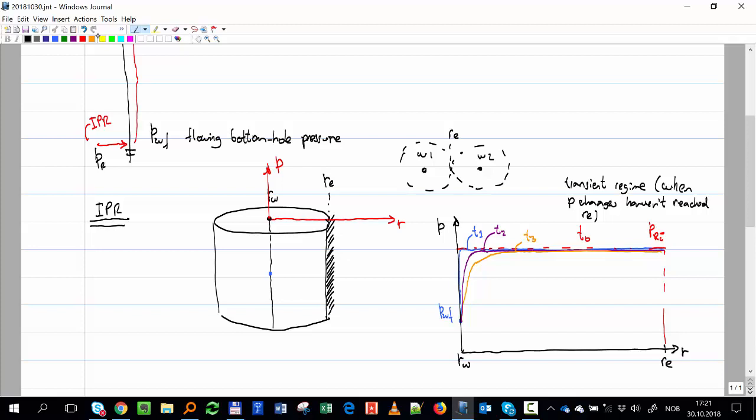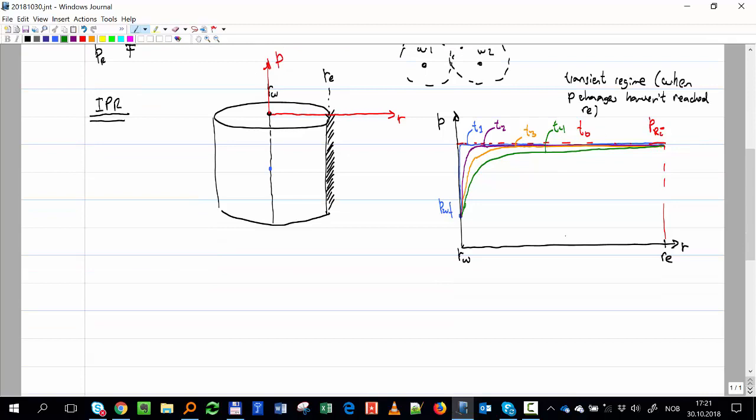But after some time passes, I have reached the outer bound. The pressure change, the migration of the fluid, has reached the outer bound. Let's call this T4. At that point, the transient just stops. It stops being transient, and then after T4 come two other regimes. There are two options.